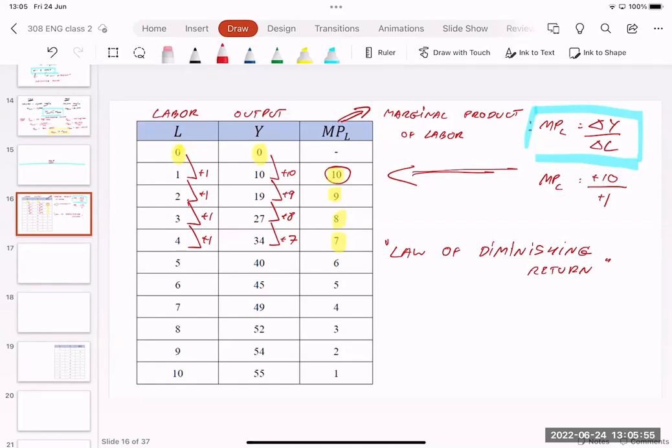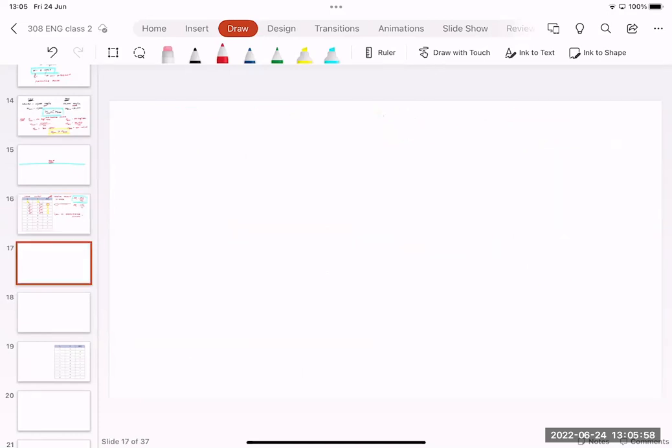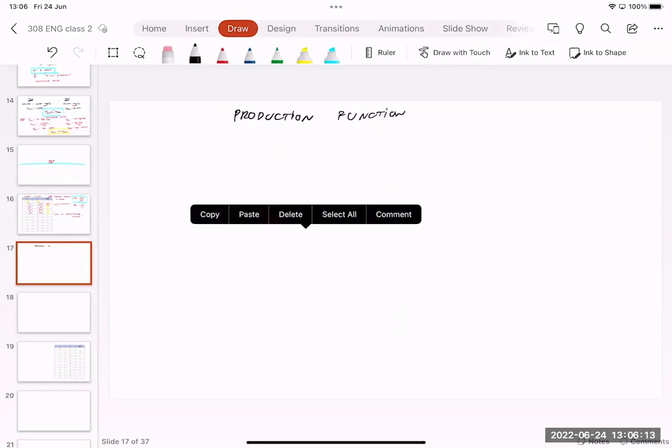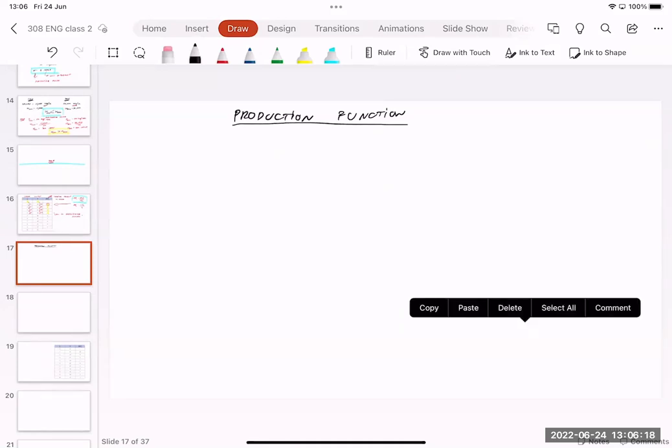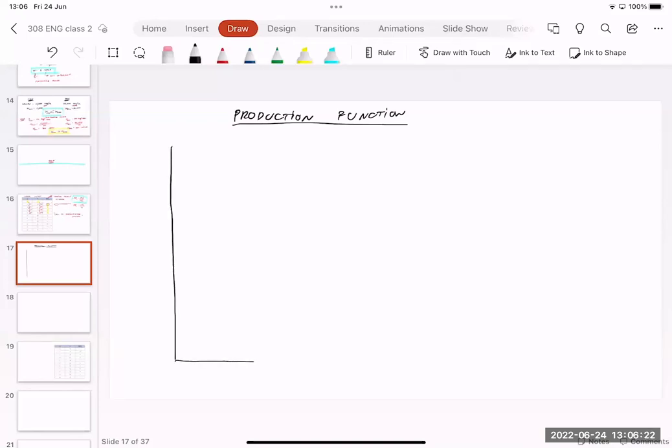So by using the numbers in the table here, we can draw the graph. The first one, we call it the production function graph. It's going to look like this. They have the vertical axis like this, horizontal axis like this. On the horizontal you have L, on the vertical you have Y.